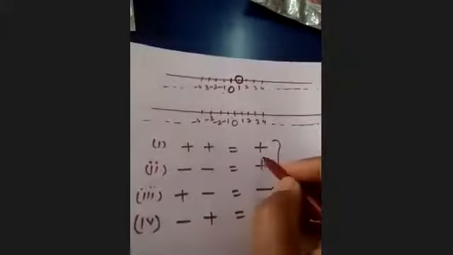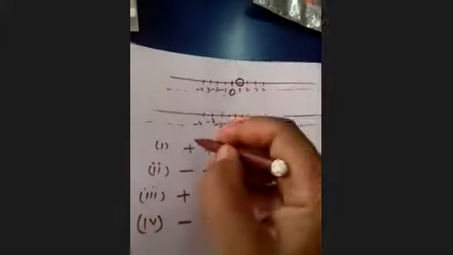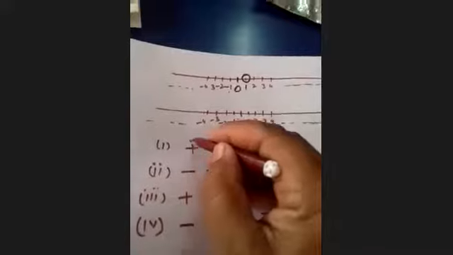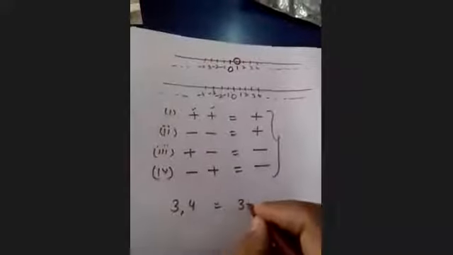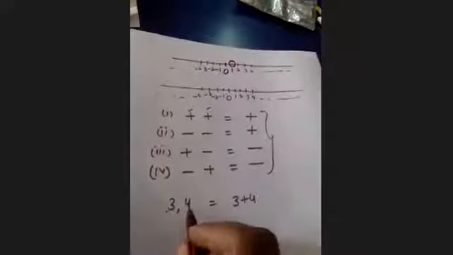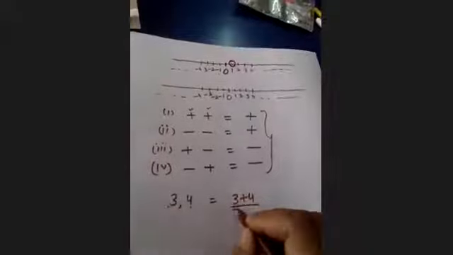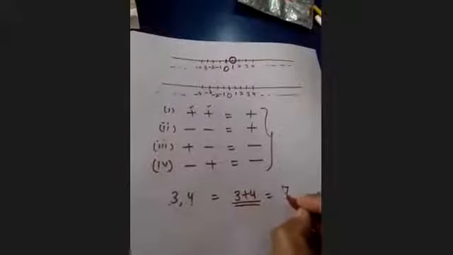Plus plus is equal to plus. It means if we have two positive integers, for example, the first integer is 3 and the second integer is 4. Now add these integers, 3 plus 4, plus plus plus. Then we will add these integers. Then the result is 7.